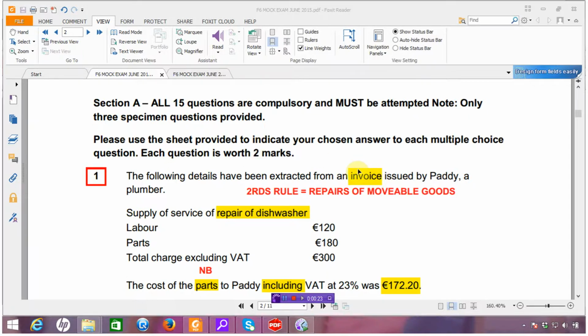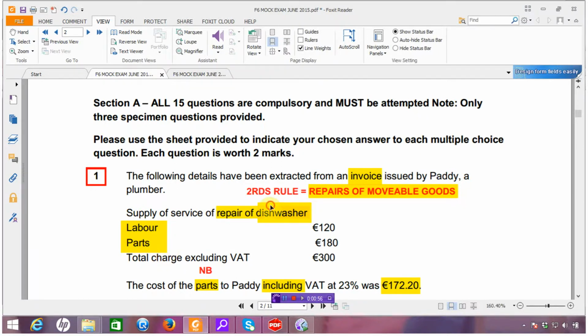So we've got an individual called Paddy who's raised an invoice, and we should be able to see from the question that this invoice is for repairs to movable goods, and this would be the typical example here, a dishwasher. And what we're really required to do is to establish what rate of VAT will apply to each of the individual elements that make up this particular invoice. And obviously in this case, and this would be the way that your examiner would come at it, we've got labor and we have parts.